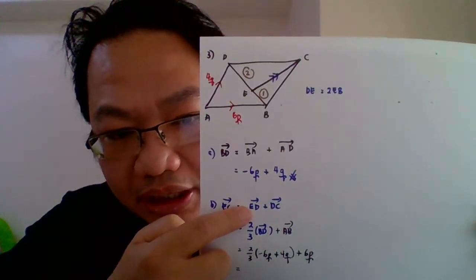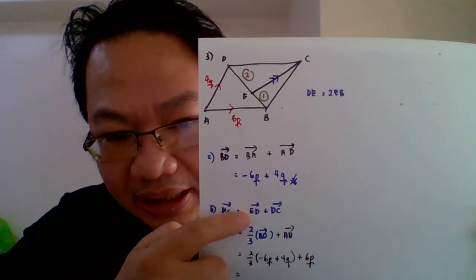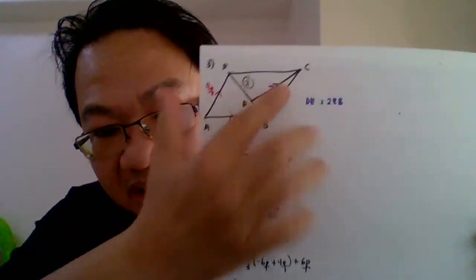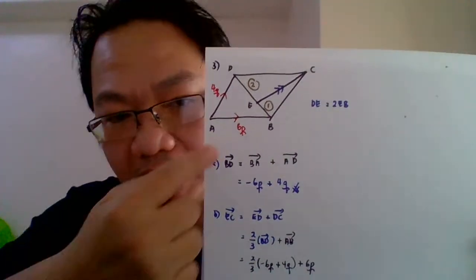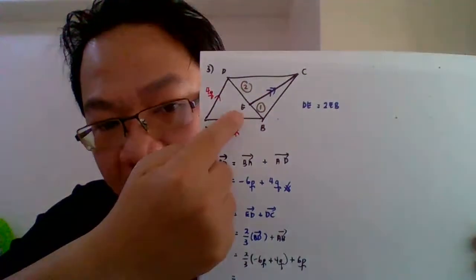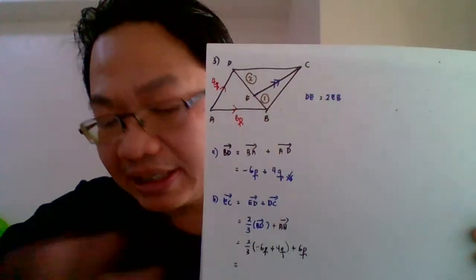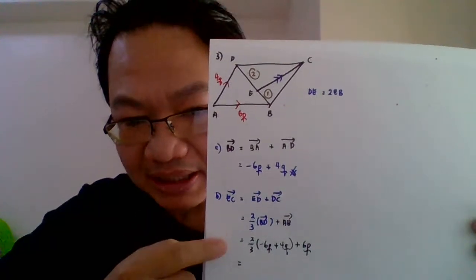So EC equals ED plus DC. And then if I want to use EB plus BC, also can. It's up to you. Okay, we got two ways, either this way or the short path like this. Doesn't matter. Both of them will give you the same answer.